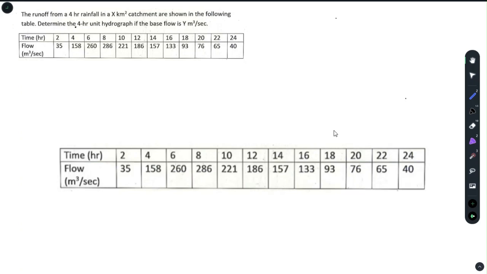This is our first problem on unit hydrograph. We'll develop a unit hydrograph from discharge versus time data for a particular cross section, maybe a river, maybe a drainage channel, whatever. But we will develop a unit hydrograph.